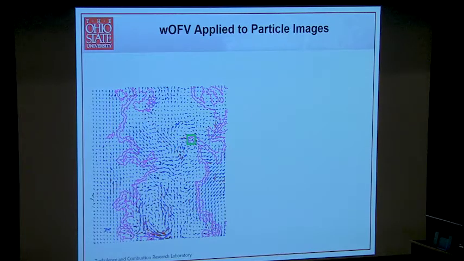Well, let's see a utility of this. This is a measurement. This is the velocity vector map, and this is the CH layer.